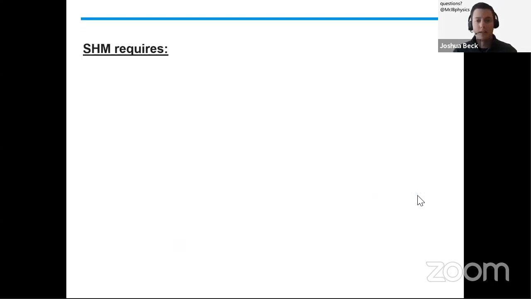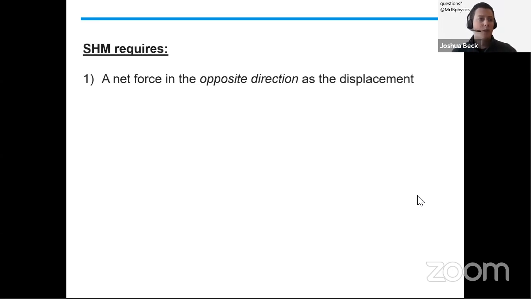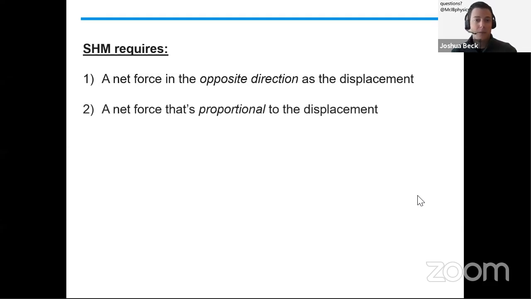In order to create this motion, we need to apply a force that is in the opposite direction of the displacement. If something moves one way, we need a restoring force that's trying to push it back the other way. If it goes back the other way, we need a restoring force that pushes it back towards its original placement. So we need a net force in the opposite direction of our displacement. We also need that net force to be proportional to the displacement. The further it gets from the equilibrium position, we need that force to get bigger and bigger. So it's going to increase with displacement.